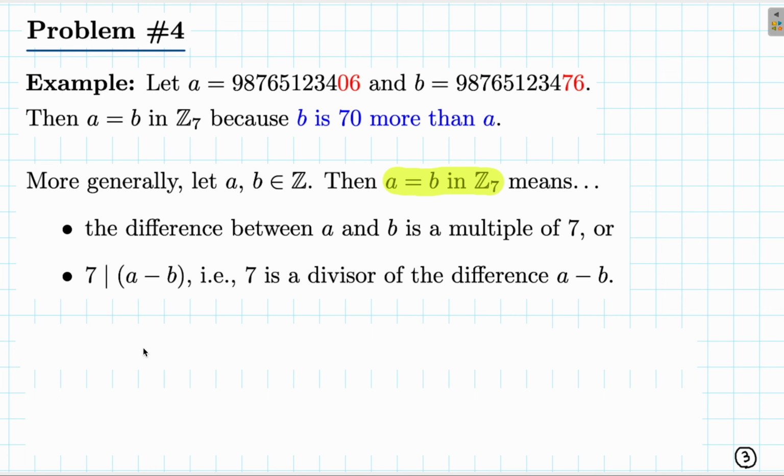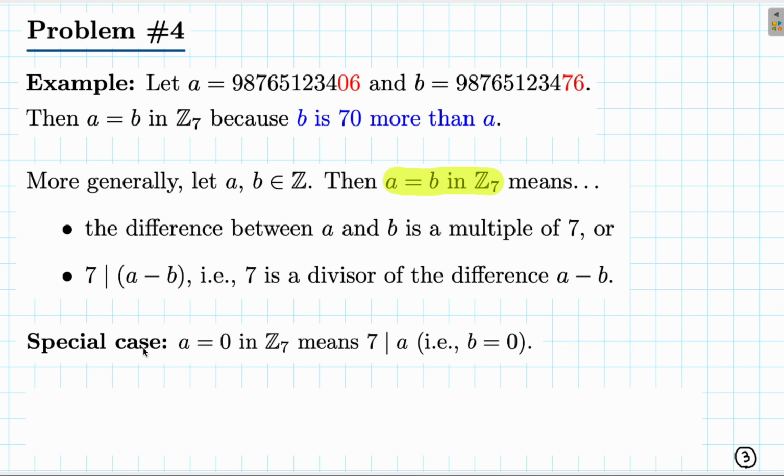Now, a special case of this that we often see is when B is equal to 0. Then the above relationship becomes: A is equal to 0 in Z7 means that 7 is a divisor of A, or A is a multiple of 7. And so all the integers A that are equal to 0 in Z7 are precisely the multiples of 7. So 0, 7, 14, 21, 28, etc., as well as their negatives.